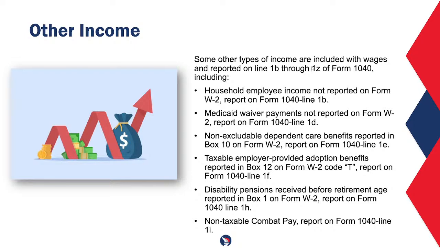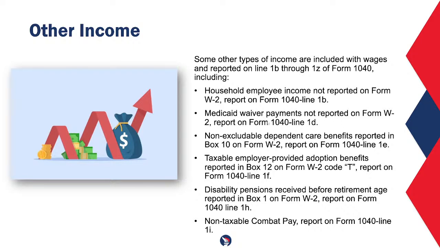Some other types of income that are included with wages are reported on lines 1B through 1Z of the 1040. These include household employee income not reported on W-2, on 1040 line 1B. I'm not worried about this in the scope of our offices. Household employee is exactly that. This is the nanny, the butler, the maid. Those people have CPAs. They're not coming to us, but it's nice to know what it is. Medicaid waiver payments not reported on W-2 show up on 1040 line 1D. Another thing that there'll be a W-2 issued.